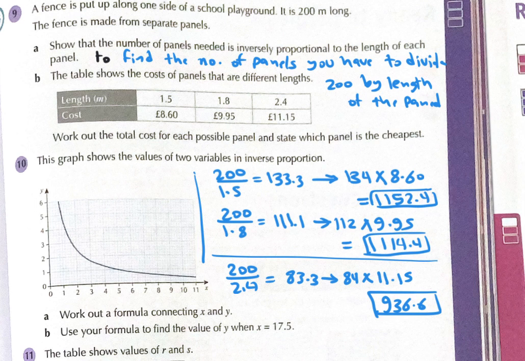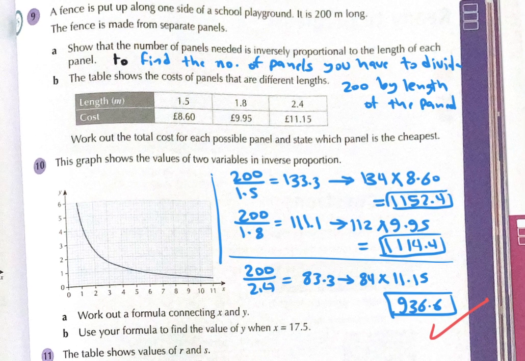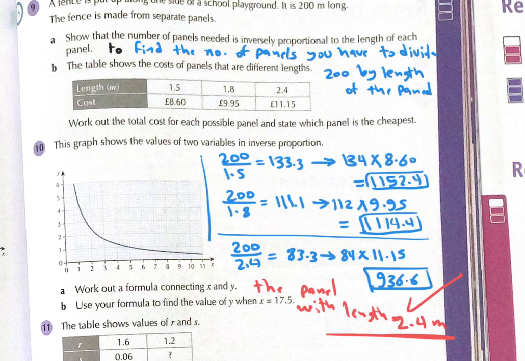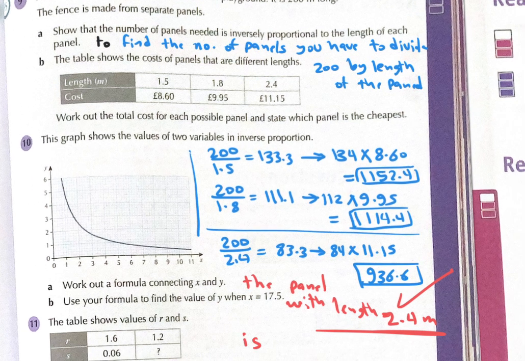Okay? So work out the total cost. And which panel is the cheapest? The panel with length 2.4 meter. Okay? So the cheapest one is a panel with length 2.4 meter.